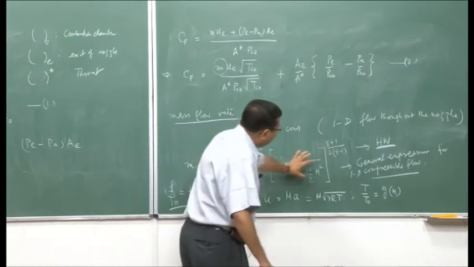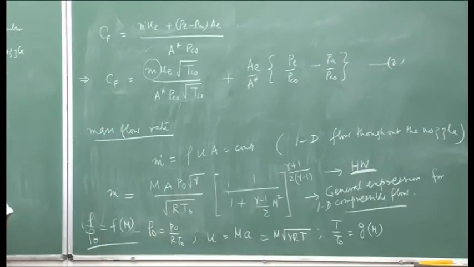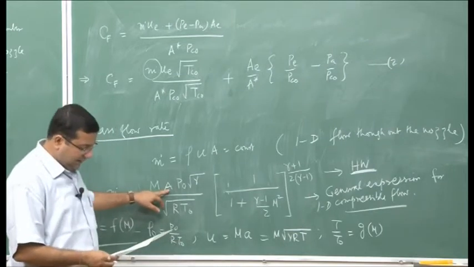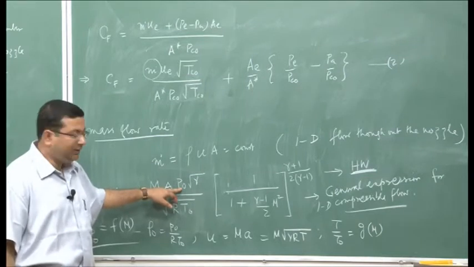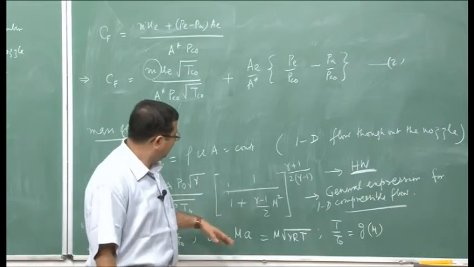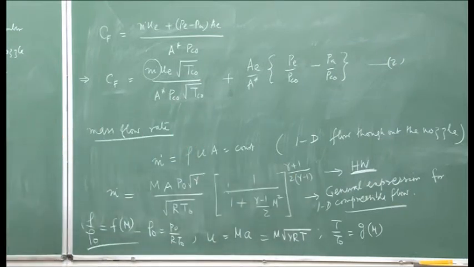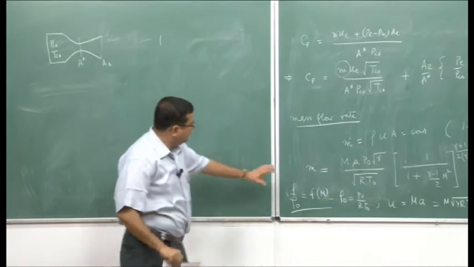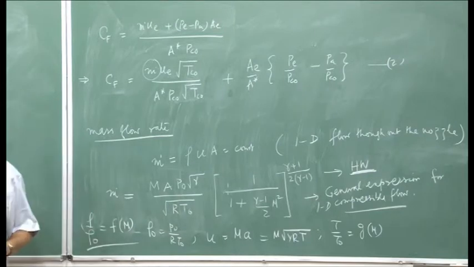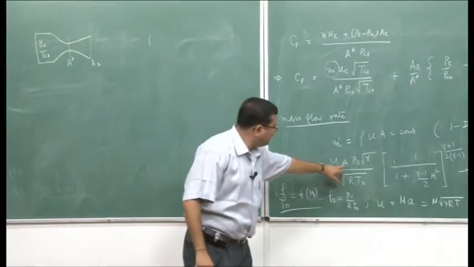So, now this gives me the mass flow rate. Here in this equation, M is the Mach number, A is the area, P naught is the stagnation pressure, gamma is the ratio of specific heats, R is the gas constant. So, now what we can do is take that equation and consider the throat. Look at the throat. As we can see here, this equation is a function of the Mach number and the stagnation properties. At the throat, what is the Mach number? Mach number is equal to 1 and the area is A star.